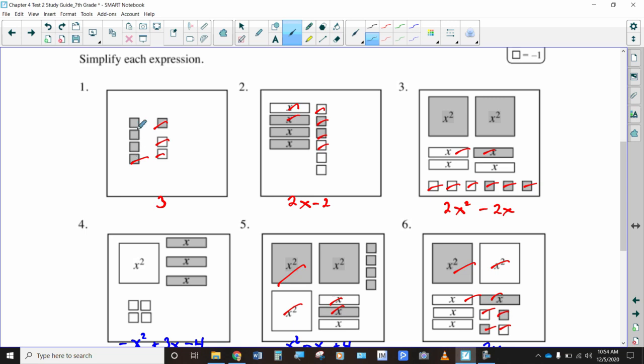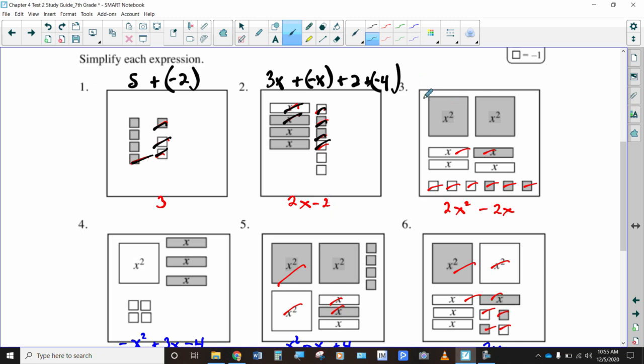So this literally says you got 5 ones plus 2 negative ones. 5 plus negative 2 is 3, right? Because when you cancel out all the zero pairs, you're left with 3 positives. Here you literally have 3 x's plus a negative x plus 2 plus 1, 2, 3, negative 4. So take away a zero pair, 3 x's minus 1 x is 2 x's, and then 2 plus a negative 4 gives you negative 2 for your answer.